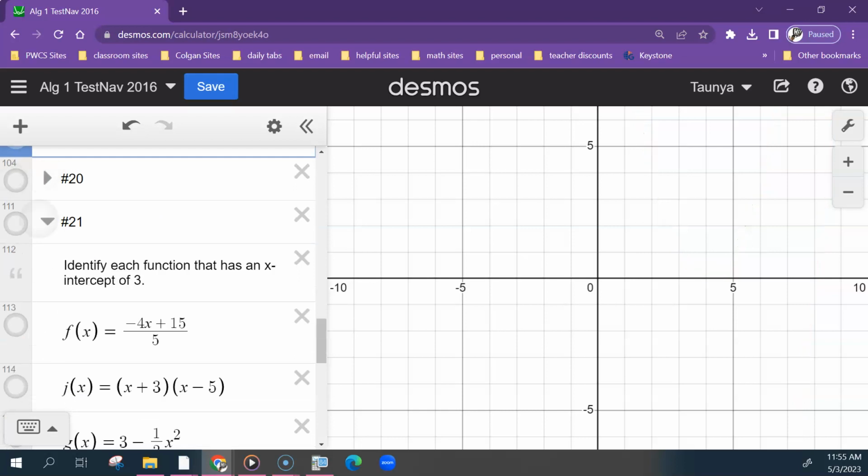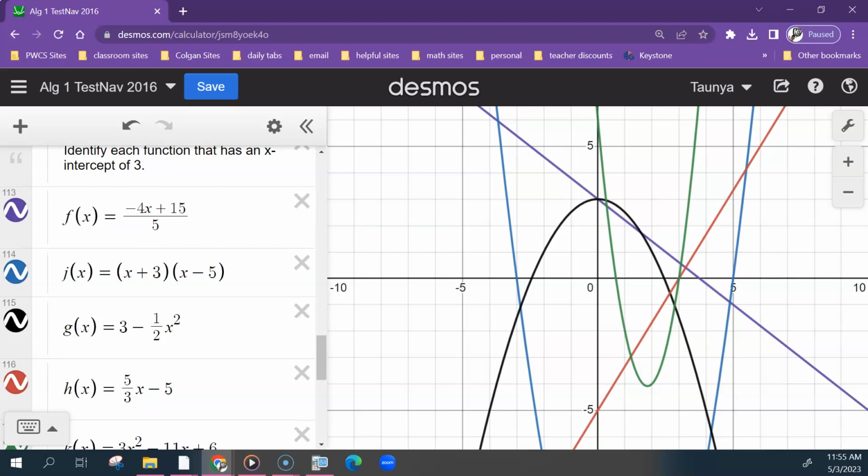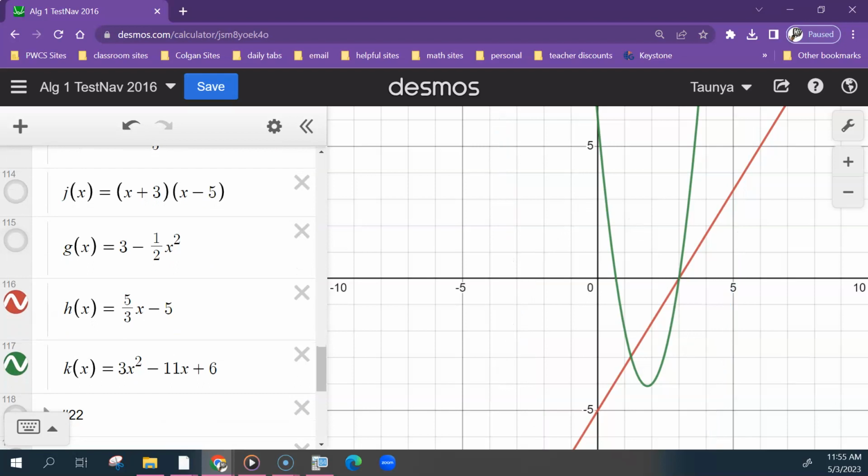And then for 21, similar. Which of these has an x-intercept at 3? So the only ones that have an x-intercept at 3 are the red and the green one. Nothing else goes through that. So those two. Do we have any questions on 19, 20, or 21?